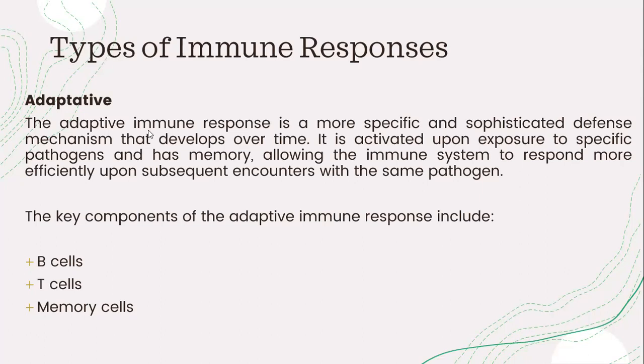The adaptive immune response is a more specific and sophisticated defense mechanism, and it develops over time. It is activated upon exposure to specific pathogens and has memory, like I was showing you earlier. So it allows the immune system to respond more efficiently upon subsequent encounters with the same pathogen. Because it has a memory, you get a quicker response because we've already encountered that pathogen before. The key components of the adaptive immunity are the B cells, the T cells, and the memory cells that they produce.